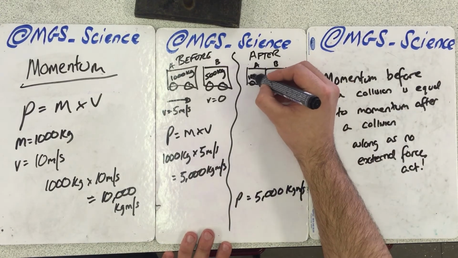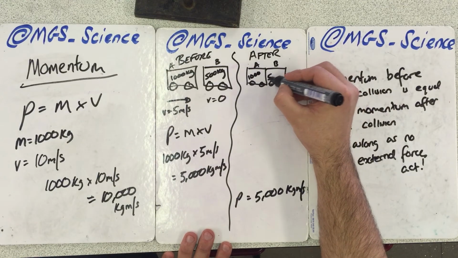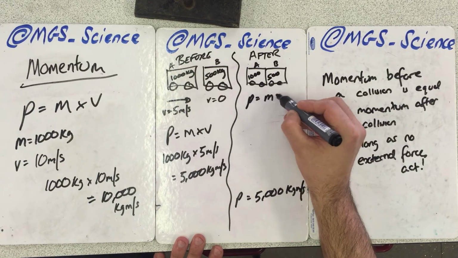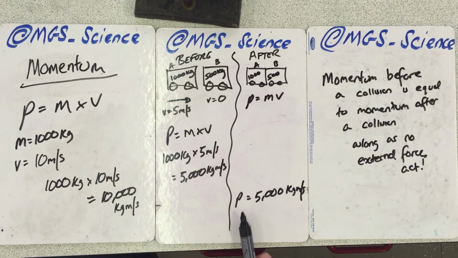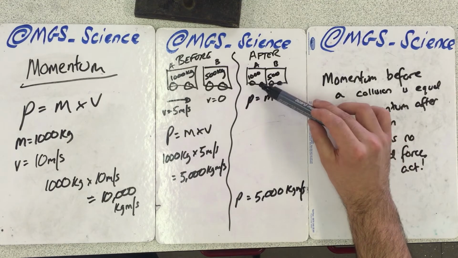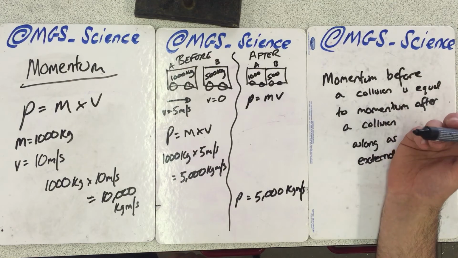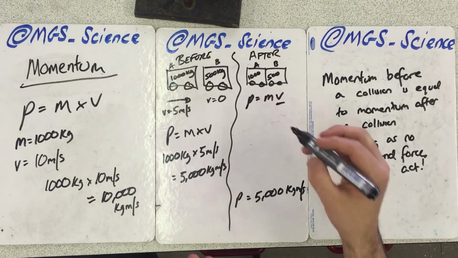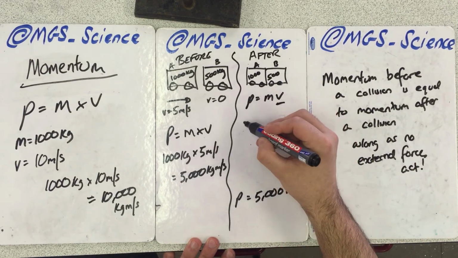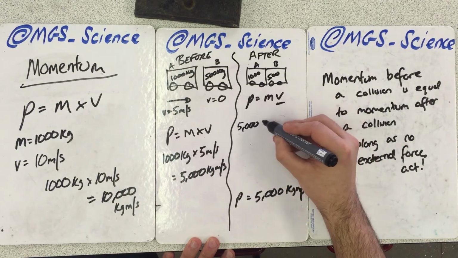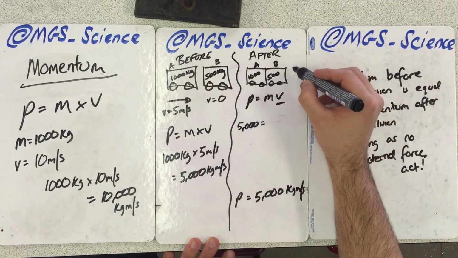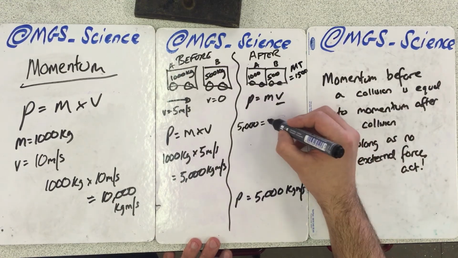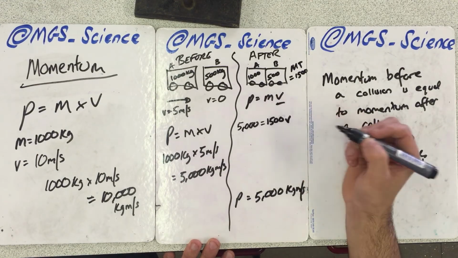So we know that this one has 1,000 kilogram mass, this has 500, so we can work out the total mass, because what we're going to do is apply this again, so mass times velocity to this side. Well, we know that the momentum is 5,000, we know that the mass is 1,000 plus 500, so 1,500, and we want to work out the velocity, which is quite often the sort of question you'll get asked. So first off, let's put our numbers in. So 5,000 is equal to the total mass, 1,500, times v.